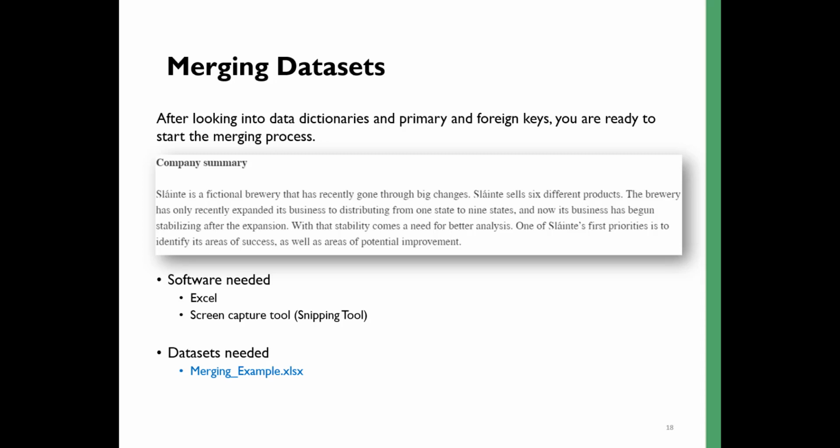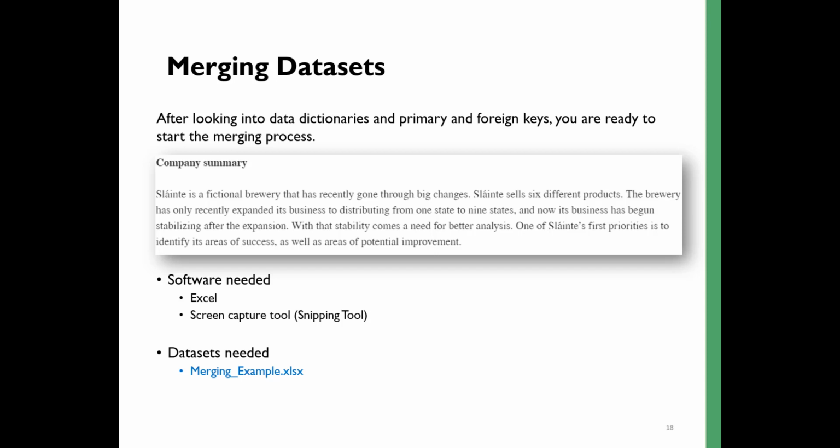After looking into data dictionaries and identifying primary and foreign keys, now we're ready to start the merging process. So let's take a look at the setting we're dealing with here. The company we're looking at is a hypothetical company called Plenty Company, and it is a fictional brewery that has recently gone through big changes.